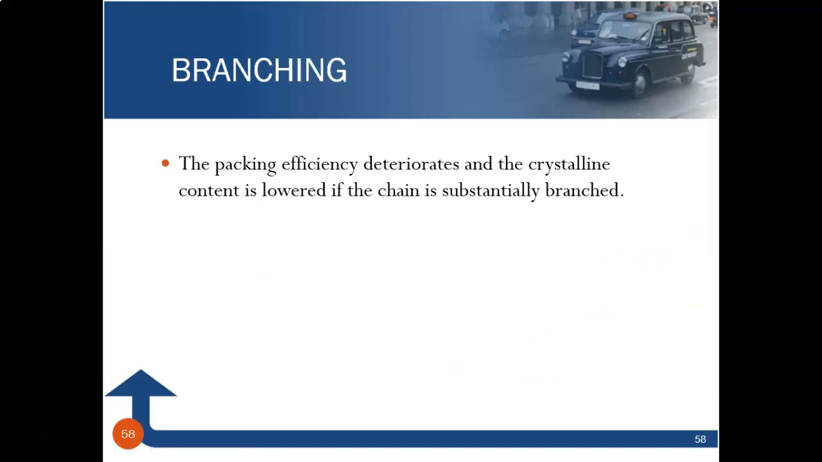So look at the branching. The effect of the branching on the crystalline polymer. The packing efficiency deteriorates and the crystalline content is lowered if the chain is substantially branched. So what does it mean? It means that simple polymer with little or no branching crystallizes more easily, whereas the crystallization is inhibited in heavily cross-linked polymer and in polymer containing bulky side group.